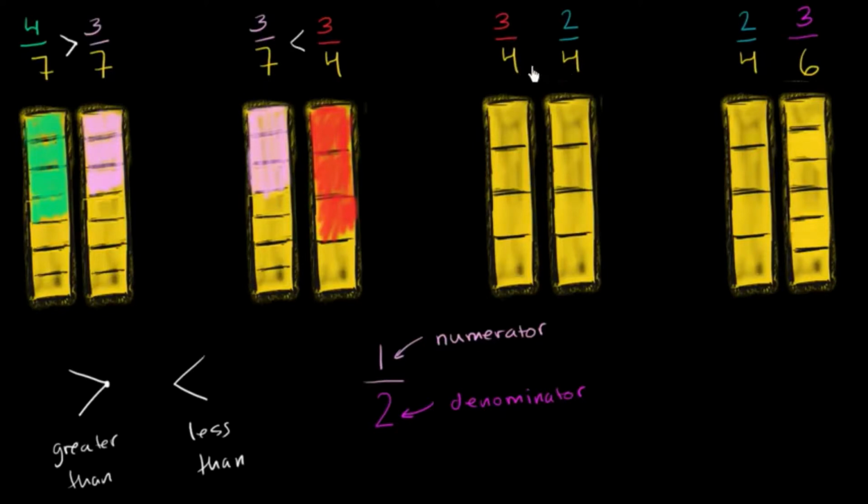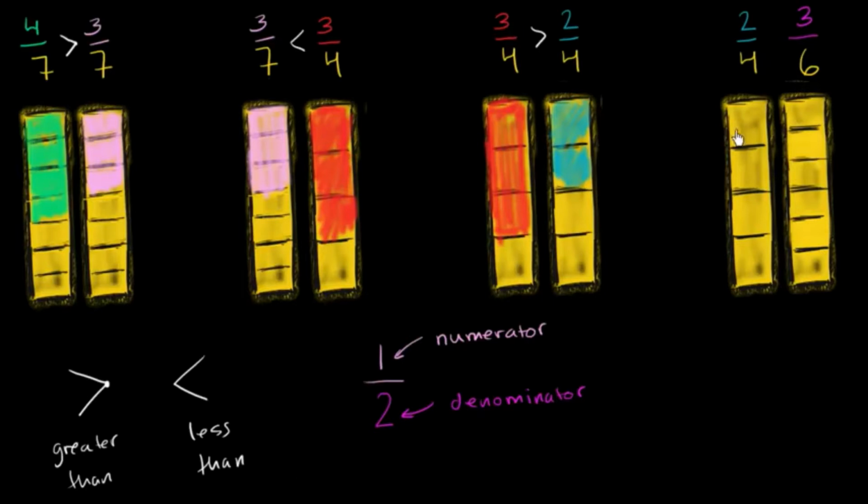Now let's compare these two. We have the same denominator, different numerators. 3/4 versus 2/4. Well, 3/4 we've already looked at. We can just shade in 3 of these fourths. So that's 3/4 right over there. And then 2/4, where we're going to only have 2 of the fourths. 1, 2. So 2/4 is clearly the smaller number. 3/4 is the greater number. So once again, we could write 3/4 is greater than 2/4.